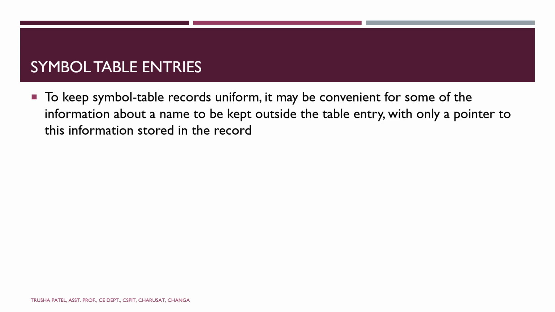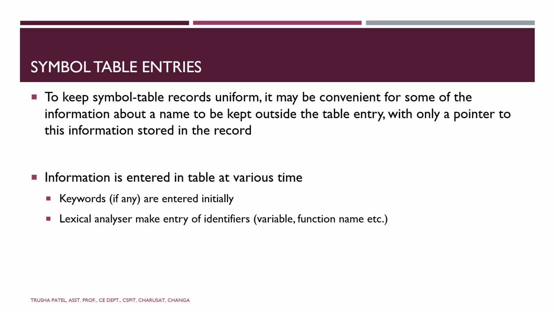Now, to keep symbol table records uniform, it may be convenient for some of the information about a name to be kept outside the table, and we just maintain a pointer to that information inside the symbol table. Now, regarding how information is entered in the symbol table: first, keywords will already have been inserted initially, and variable names, function names, labels, everything else will be inserted by the lexical analyzer phase of your compiler.